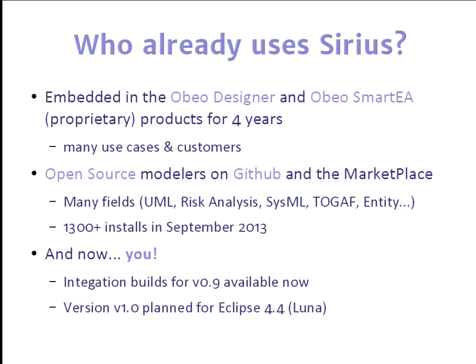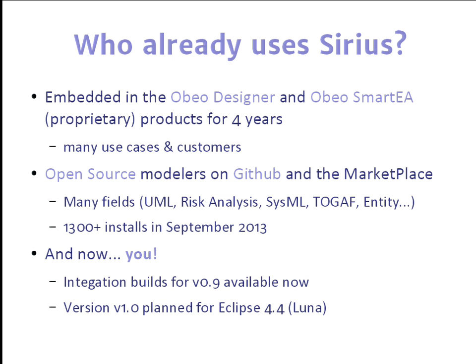And in addition to these commercial users, we also have a lot of open source users. We have defined some open source modelers which are available on the Eclipse marketplace and on GitHub. So for instance, we have UML Designer, which is the most downloaded one, and a bunch of others. And for the most popular modelers, we have more than 1,000 installs a month. And of course, you are now able to use Sirius.